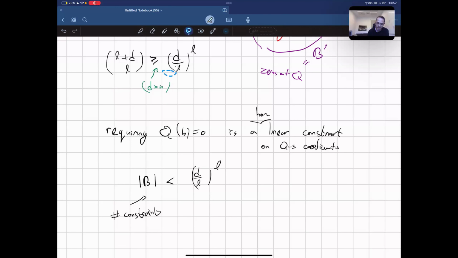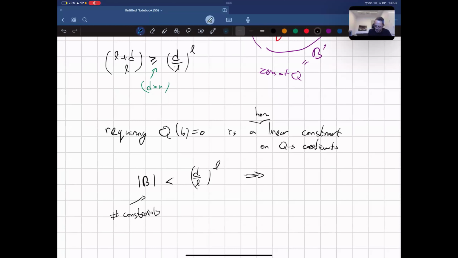Sorry, there are many dimensions. So if the number of constraints is smaller than our lower bound on the number of degrees of freedom that we have, then we know that there is such a Q which is non-zero, such that Q on B vanishes. Right? Good. So let's make sure that this thing holds, and then we'll continue the analysis with this Q.